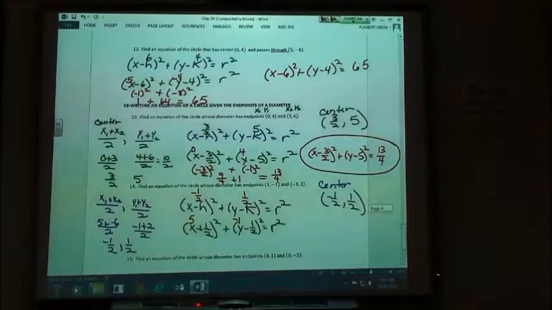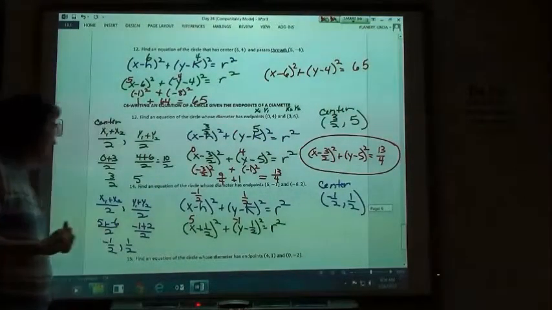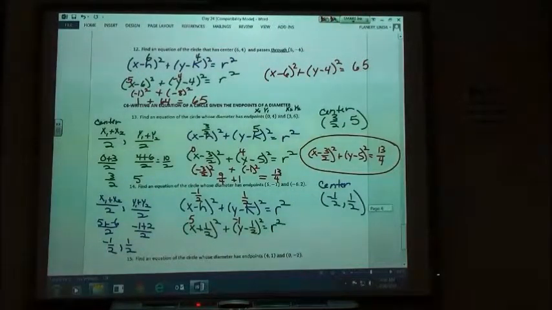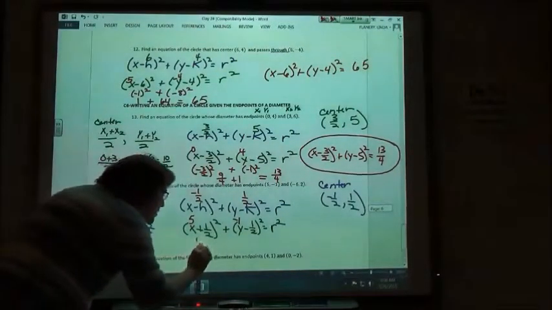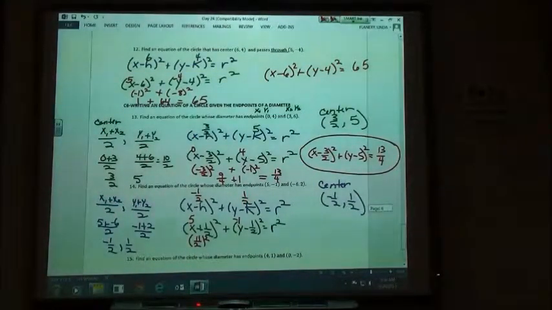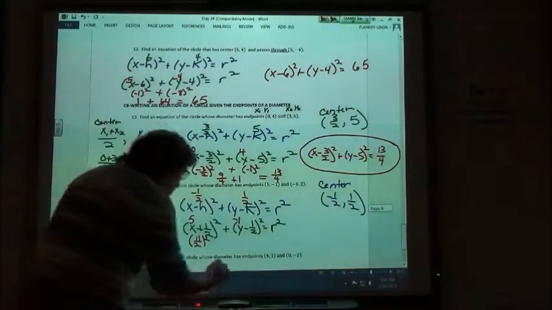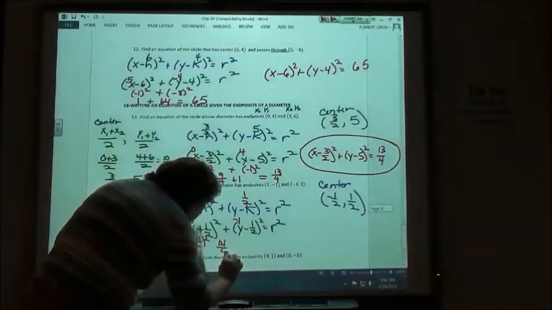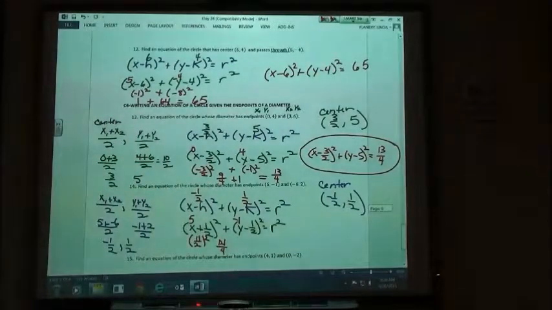So 5 plus 1/2. 5 1/2 as an improper fraction then is 11 over 2, and then we have to square that, right? So if we square 11 over 2, 11 squared is 121 and 2 squared is 4, so 121 over 4.